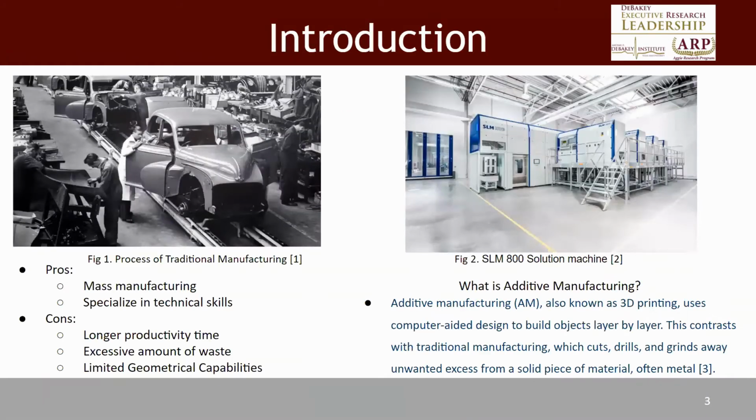What is traditional manufacturing? During the Industrial Revolution, the way items were being built gradually started to convert from hand-built items to more modernized machine-built. It is seen in everyday use, for example, welding, casting, and other similar techniques. It is beneficial for producers because parts can be mass-produced and it allows for people to specialize in certain technical skills. Some downsides are that it consists of longer productivity times, has an excessive amount of waste, and has a limited amount of geometrical capabilities.